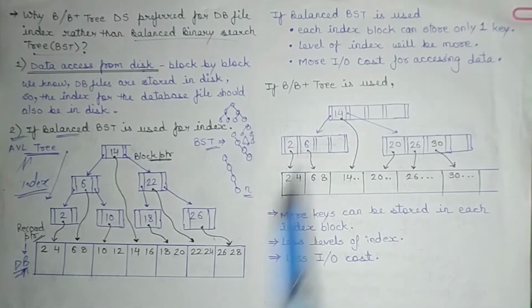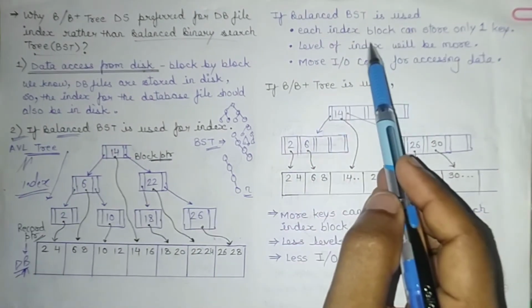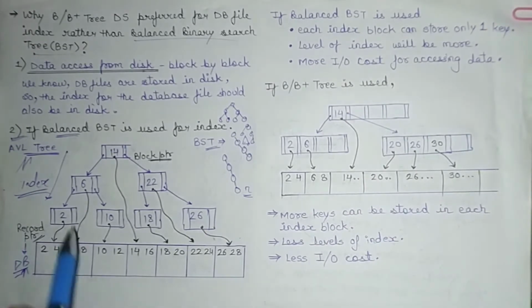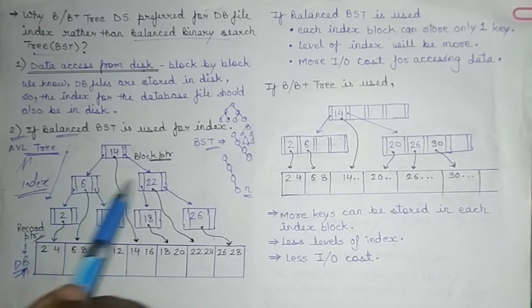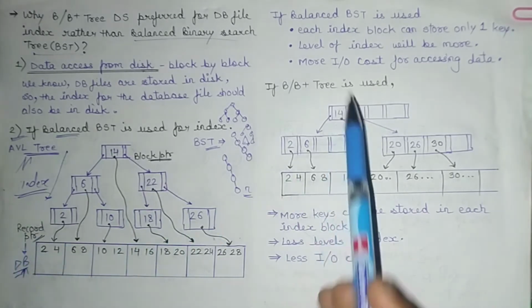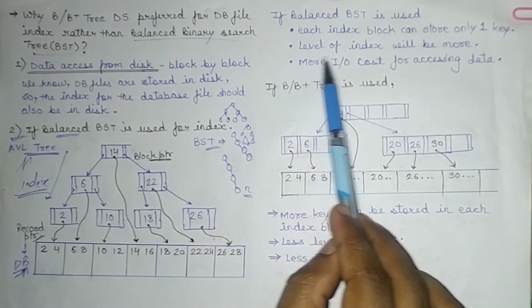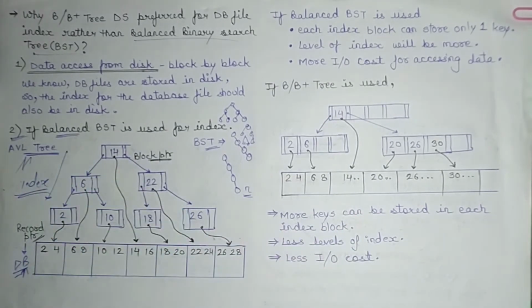If we are using the balanced binary search tree, each index block can store only one key value. That means each block can store only one value, right? Because of this we will have more levels of indexing, because we cannot store multiple values in a single block. That's why we will have more height of this particular index tree. Because of this more height, if I need to access this 26, for example, then I have to access each level, so the access cost will be high.